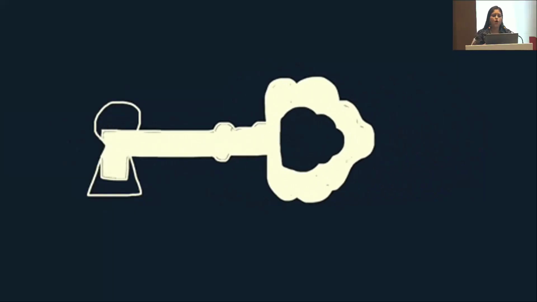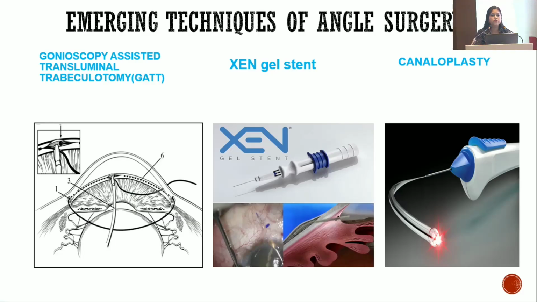Remember that requirement is a key to innovation. Over the time, we saw that these conventional surgeries were associated with lot of tissue disruption and many complications. So nowadays, we have come up with new techniques like GATT, new shunting devices like Xen gel stent, PreserFlo, etc., which have proven good efficacy in mild to moderate cases in initial phase of research.